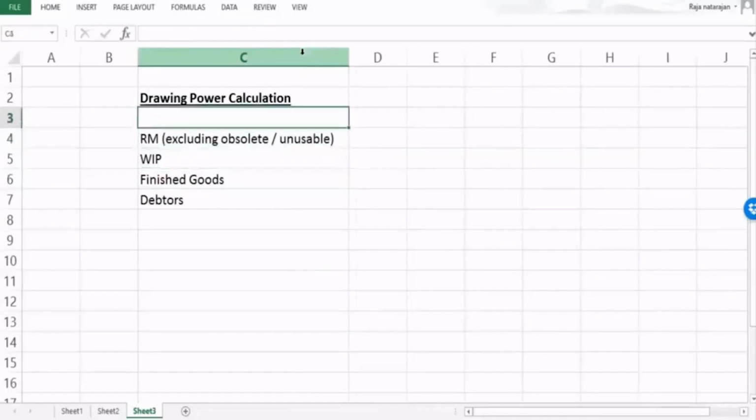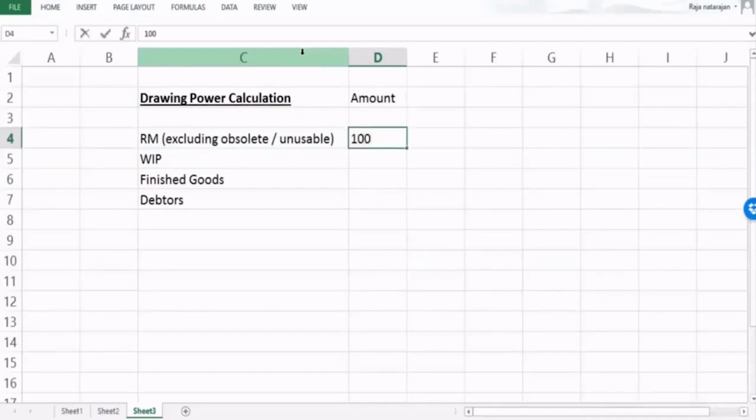Now we have to attach the respective value. So let me capture the amount over here. Let's say the value of raw material in stock is 100 million. Work in progress is say 25 million. Finished goods is say something like 75 million. And debtors based on their working capital cycle is at say 125 million.